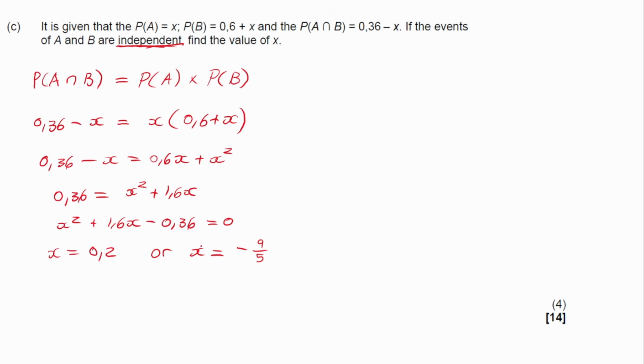Okay, but this on the right is not valid because we have this. We have the probability of A is equal to x, and the probability has to be greater than 0 because probability is between 0 and 1. So probability is between this. So it can't be negative. So this is not valid. So x has to be 0,2.